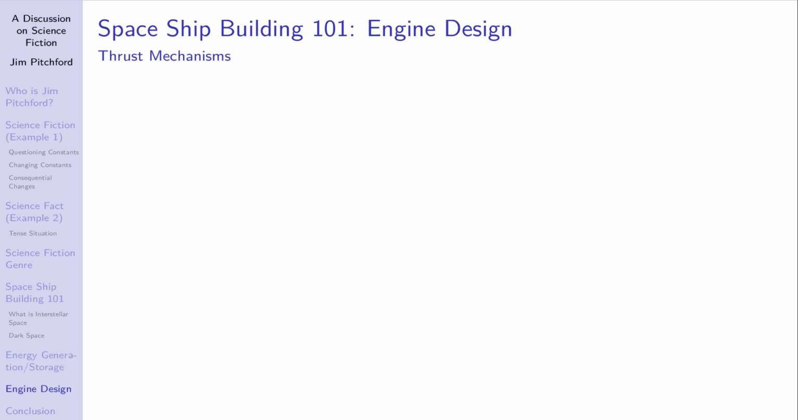Alright, so now that we've got power figured out, let's start figuring out thrust, engine design. We need to make the ship go, after all. Well, here are some options. We've got chemical rockets, we have ion drives, and we have nuclear engines, which I think there are two different things that are named nuclear engines.